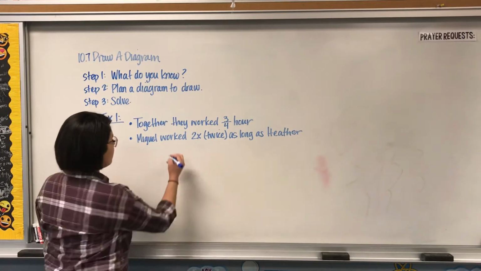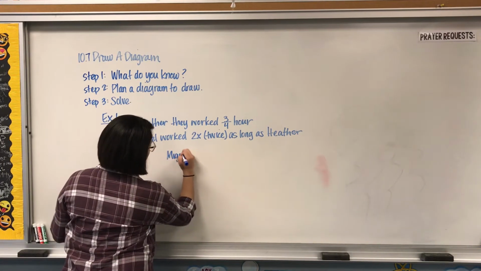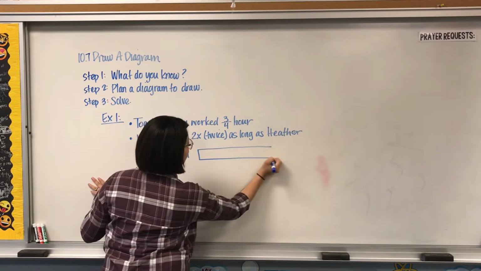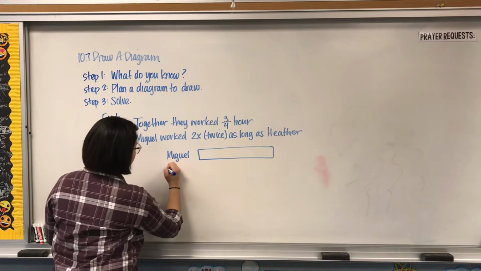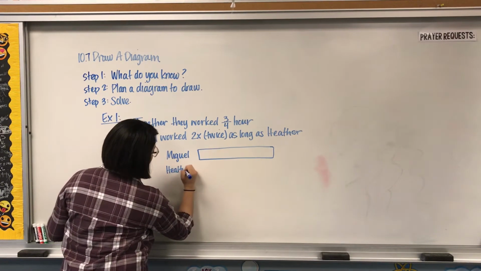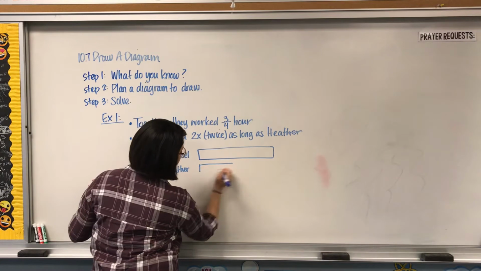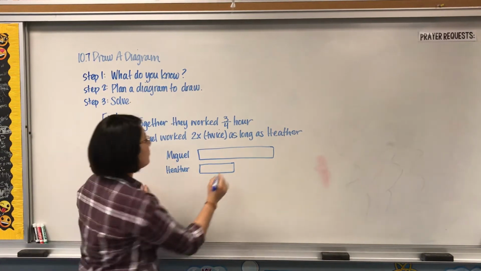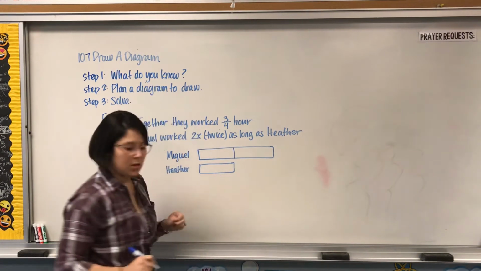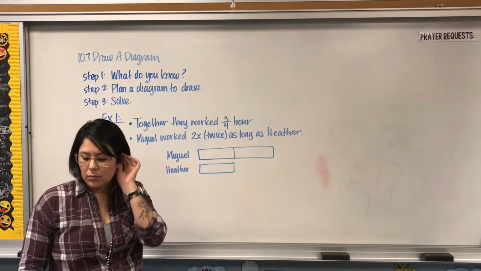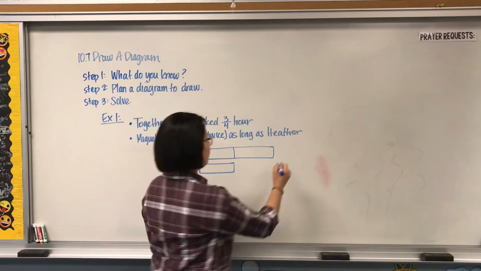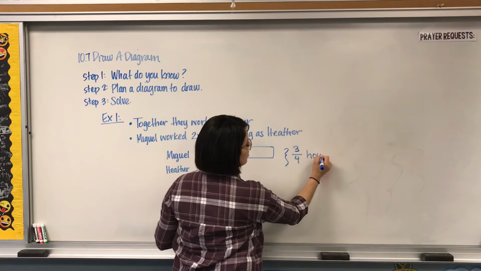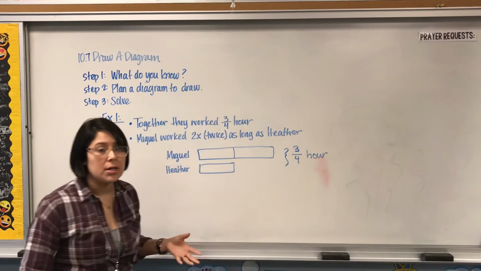So they have here Miguel with this long strip here, and then Heather with half of that strip. Okay, and then there. All right. So together, they have 3/4 of an hour. That's what it told me, okay?